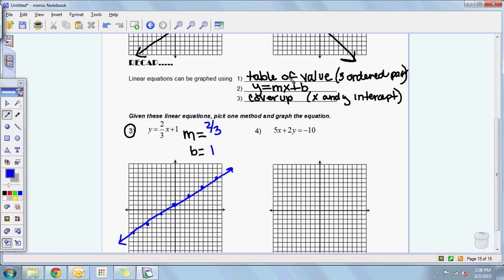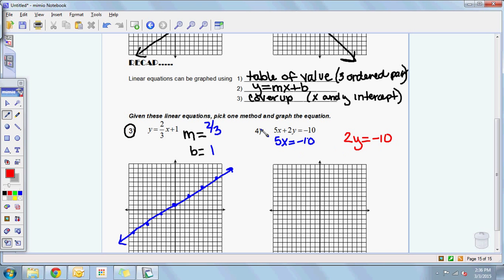Now this, I could do my table of values, but I think it would be a little long. It's not in slope-intercept form, so I think I'm going to try the cover-up method with this. Okay, so I'm going to find the x and the y intercept. So I'm going to cover up the y to find the x. So I have 5x equals -10. And then to find the y, I'm going to cover up that x, so 2y equals -10.